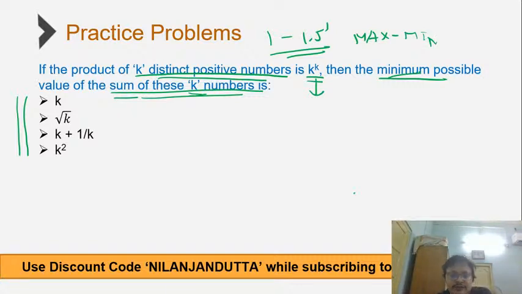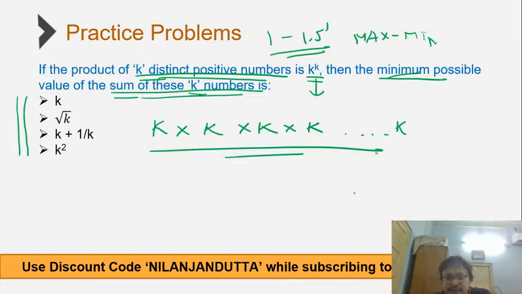So how do we solve this? As I said, keep the k terms as equal so that you get k to the power k. So the easiest way is to keep each of the terms equal to k. That is, all the terms are equal to k, which means the product is k to the power of k.